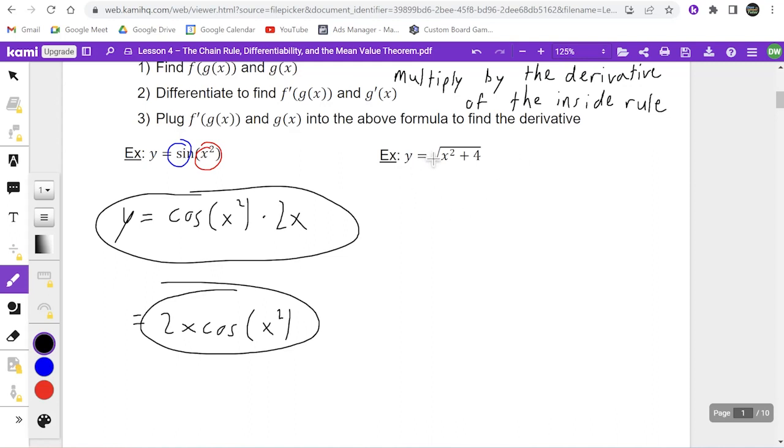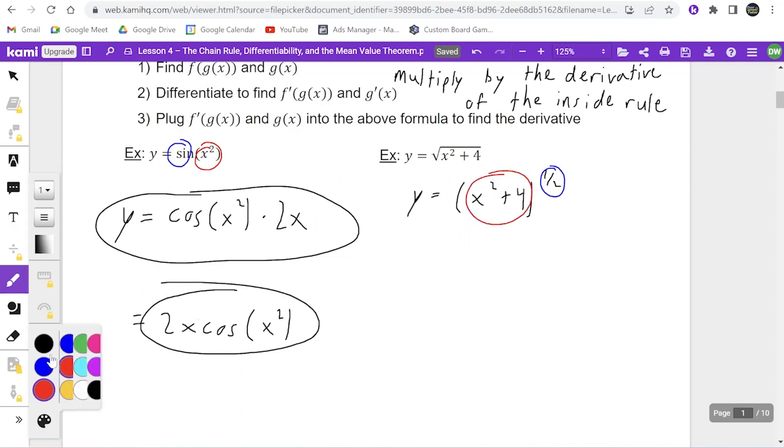So for the next one, y equals x times the square root of x squared plus 4. If you remember what we do with square roots, I'm just going to rewrite this as x times (x squared plus 4) to the 1/2 power. Now we see the outside and inside rule. Outside rule is 1/2 power. Inside rule, x squared plus 4.